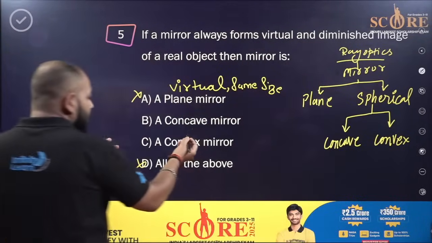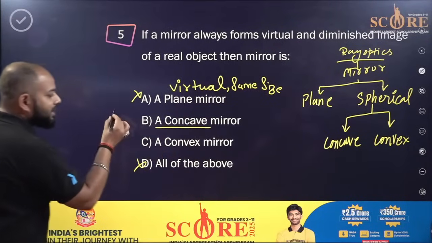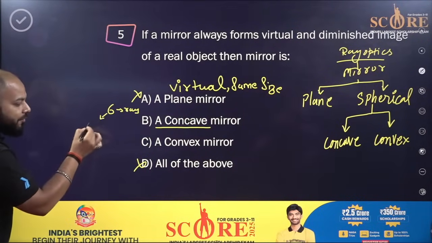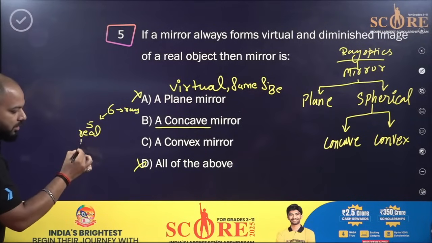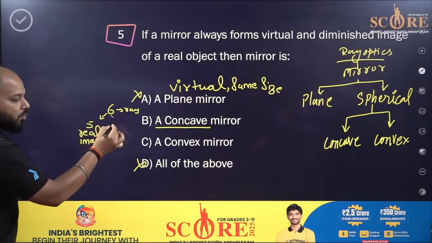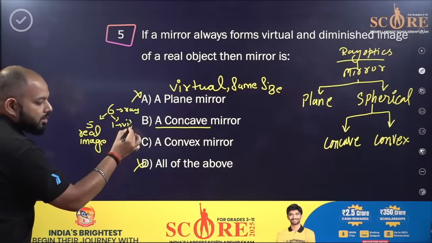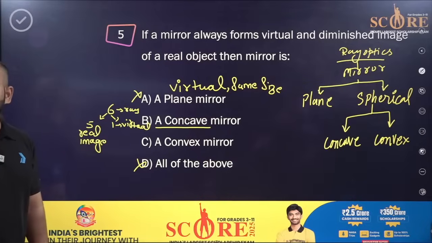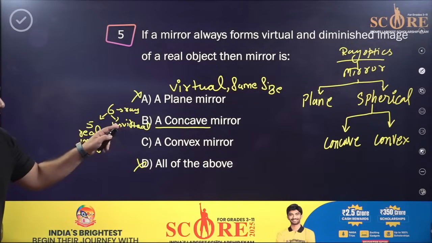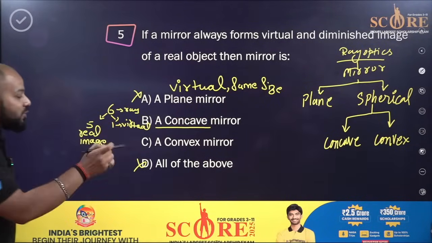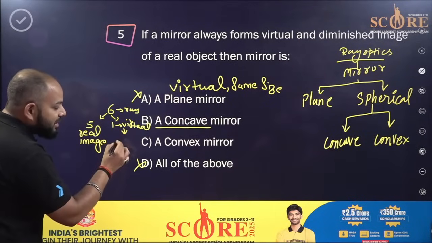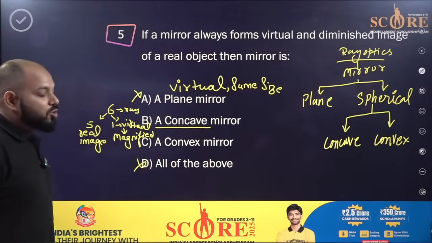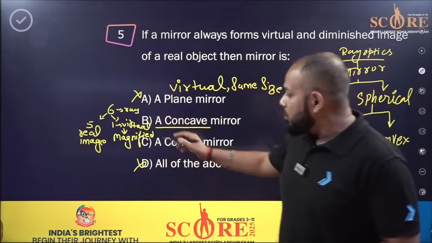Now, in concave, we know there are 6 ray diagrams. Out of these 6, 5 ray diagrams form the real image, whereas only one forms the virtual image. But the catch is here: this virtual image is not the diminished one. This virtual image is the magnified image. So the last option left with us is the convex. So this is also wrong.